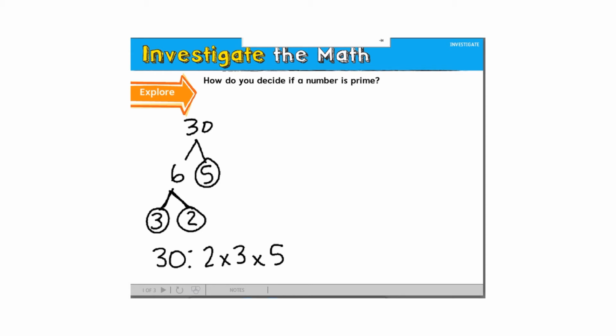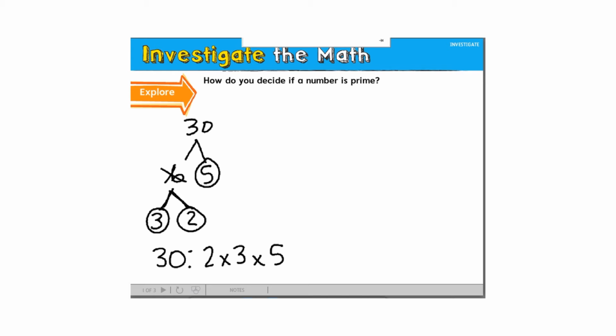Do you see how I did not use this number right here? Yes, because that is not a prime number. In place of the 6, I put 2 times 3 because that's the prime form of that number 6. So my answer for this question would be 2 times 3 times 5. That's the prime factorization of 30.